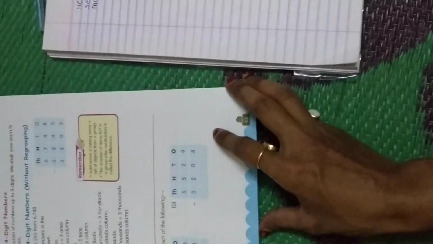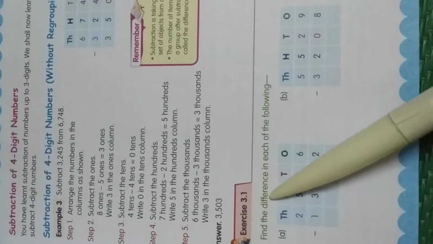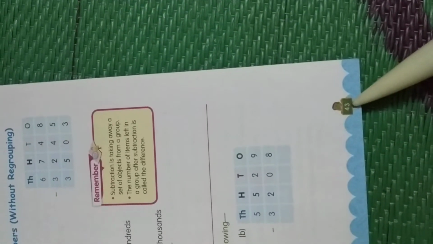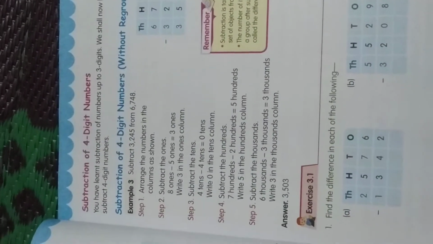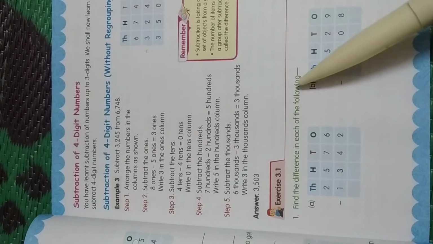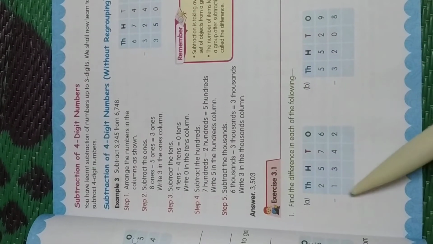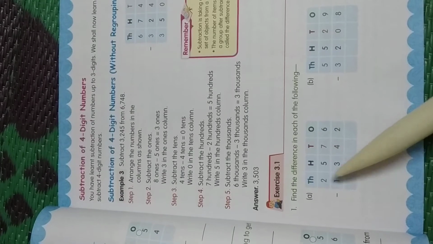Now after that we will come to exercise 3.1, page number 43. Here your question 1 is find the difference in each of the following. You have to find difference. You have to minus both these numbers. This is simple. You have to minus both these numbers.